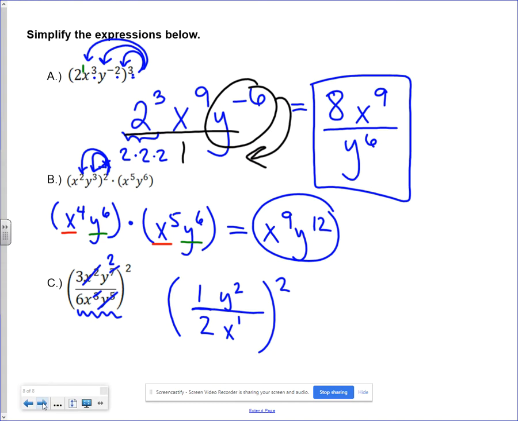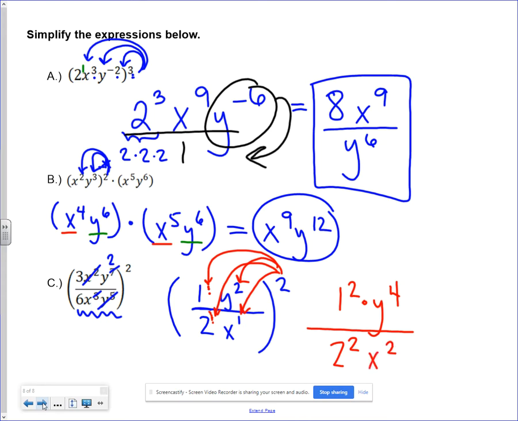So now let's take our exponent on the outside and multiply it by all of the exponents on the inside. Remember, the 1 and the 2 have an exponent of 1 as well. So we get 1 squared times y to the 4th over 2 squared times x to the 2nd. Can we simplify anything? Yes. 1 squared is 1, and 1 times y to the 4th is just y to the 4th, so the numerator simplifies down to y to the 4th. And then 2 squared is 4, and then we have x squared.